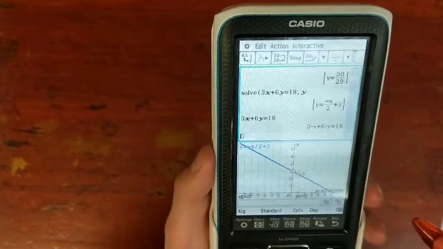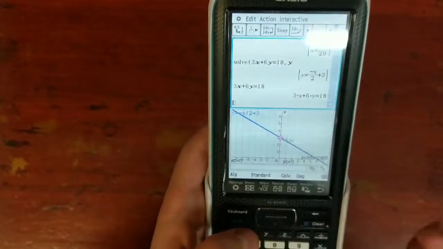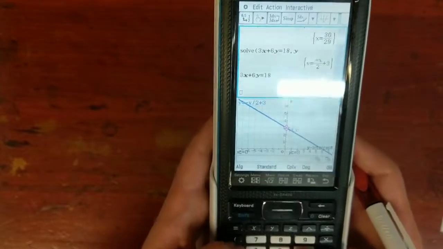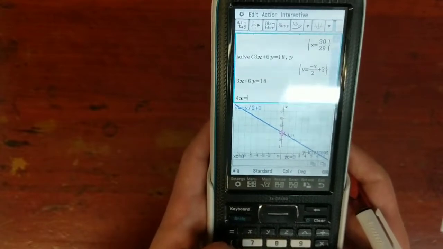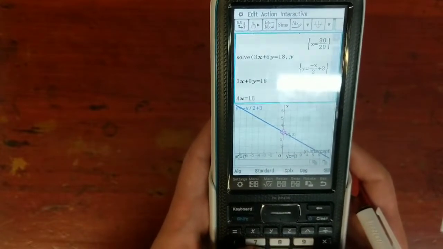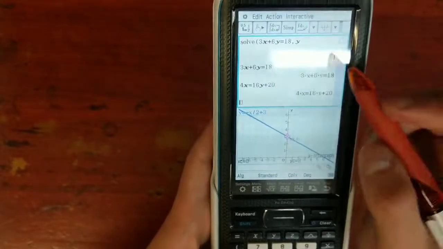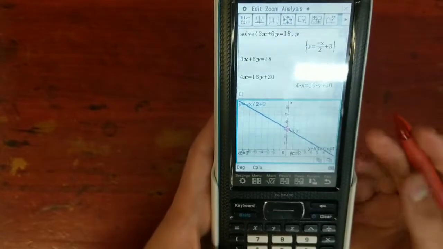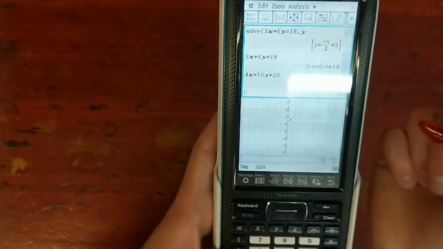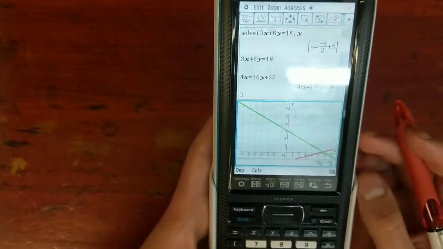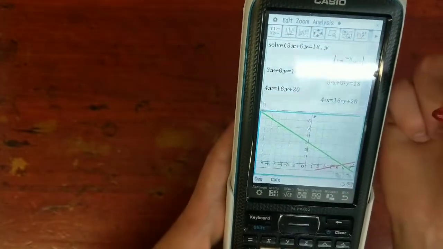One other thing I can do, which will be very useful, especially in a couple of weeks when we start doing simultaneous equations, is let's say I had another equation as well that looked like this. Let's say it was 4x equals 16y plus 20. I can drag that down here as well, and it'll draw that one. And if I drag them both down, it'll actually draw both of them in different colors. So let's zoom on auto so that I can see them both clearly.